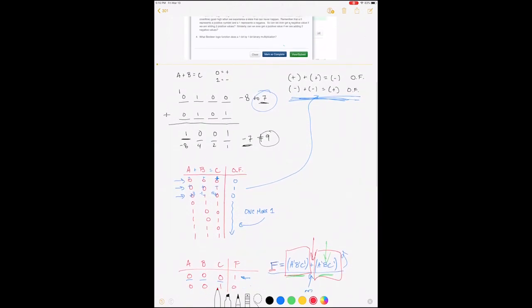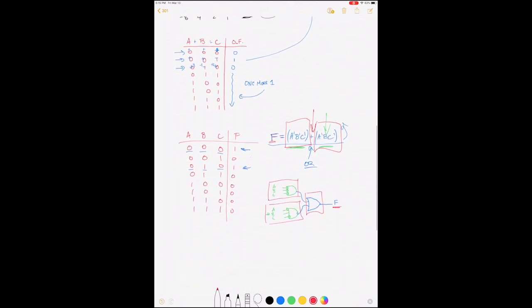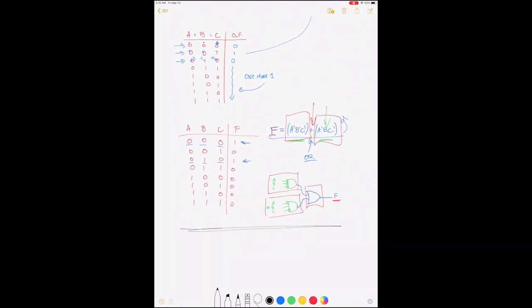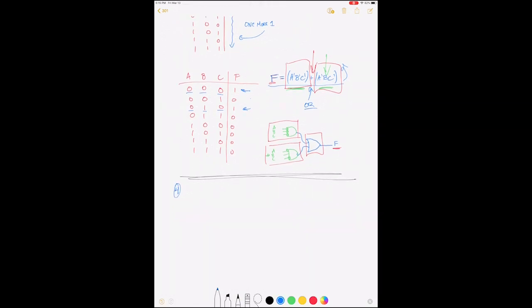So it says, what Boolean logic function does a 1-bit by 1-bit binary multiplication? So let's just separate ourselves from this previous work, and let's move on to number 4. So we know all we're doing is a 1-bit by 1-bit multiplication. So let's do 0 times 0, that's equal to 0. Let's try 0 times 1, that's equal to 0. And let's try 1 times 0, it's also equal to 0. And 1 times 1, which is equal to 1.